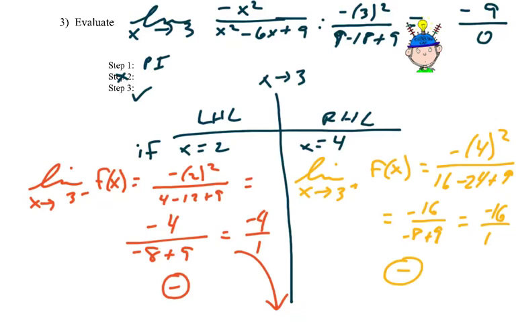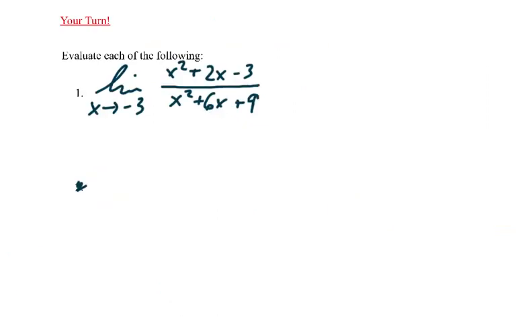For the right-hand limit, we're plugging in x equals 4. So 4 squared is 16. Negated is negative 16 in that numerator, and we end up with 1 in the denominator. So again, we end up with another negative value. So my right-hand limit and my left-hand limit are both approaching negative infinity. That means my overall limit here is negative infinity. That's going to be my final answer for that question.